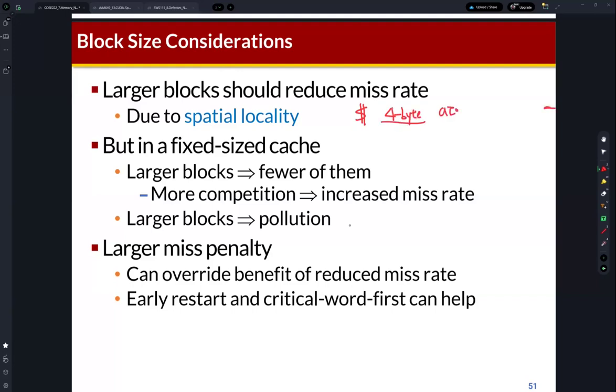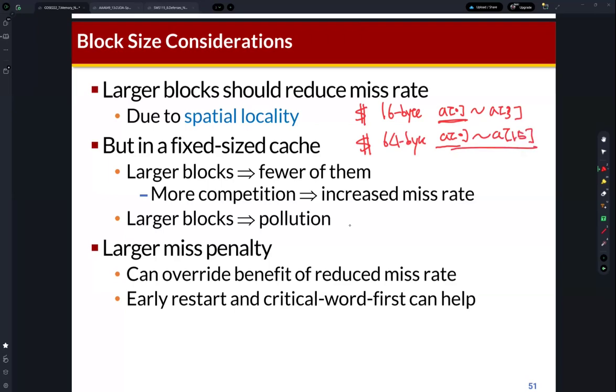16 byte, right? Then if A0 is missed in a cache, then this cache will fetch the array elements A0 to A3, right? And then if the cache block size is 64 byte, then if A0 is missed in a cache, then this cache will fetch A0 to A15.